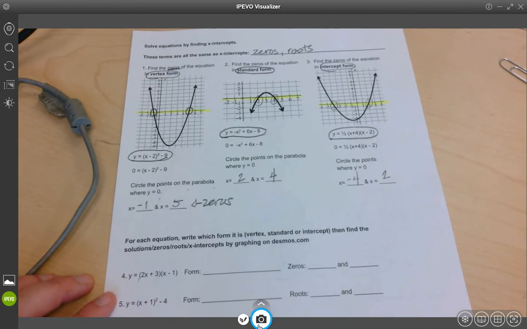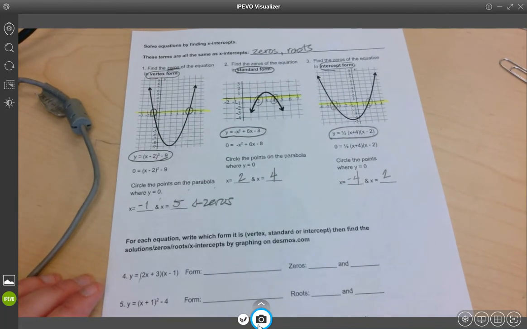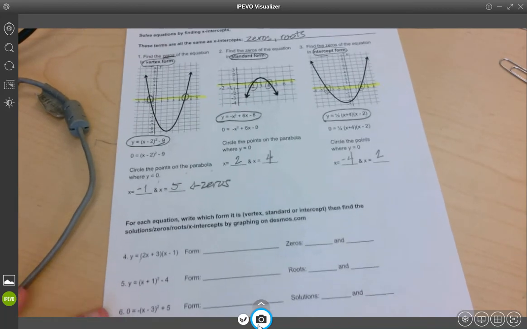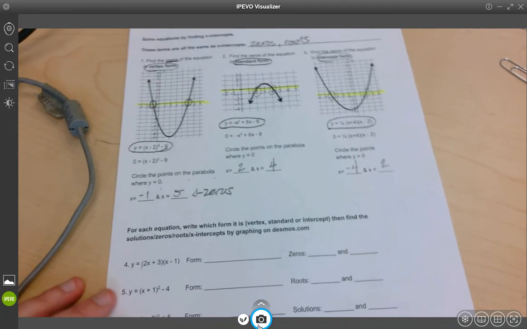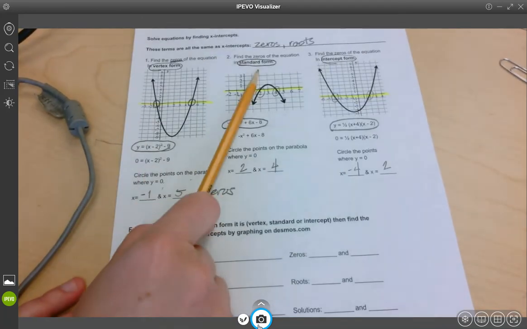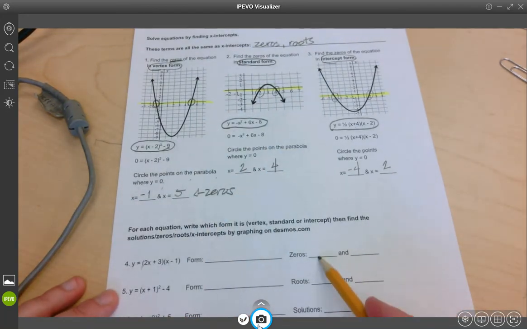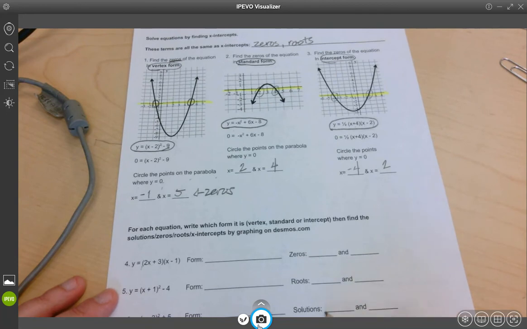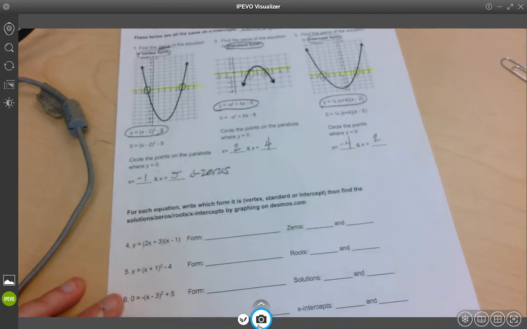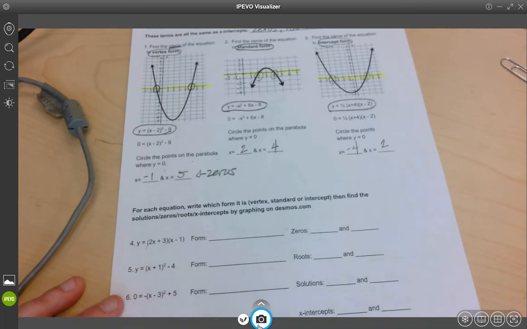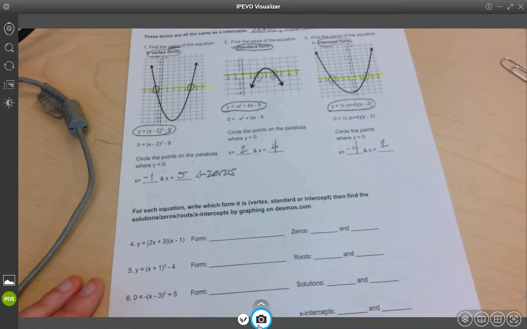Down here, there are two different things I'm asking you for. I'm asking you to tell me what form this equation is written in. Is it vertex form, standard form, or intercept form? And what are the zeros, the roots, the x-intercepts? They can also be called solutions if it's set equal to 0. So two different things. What is the form? And then what are the zeros? Okay, so go ahead and you're going to need to graph those in Desmos.